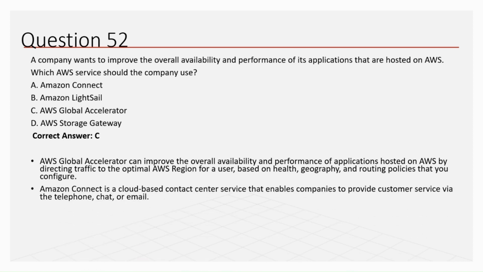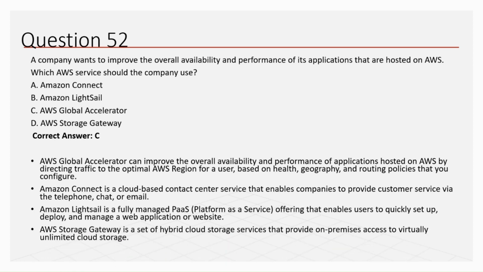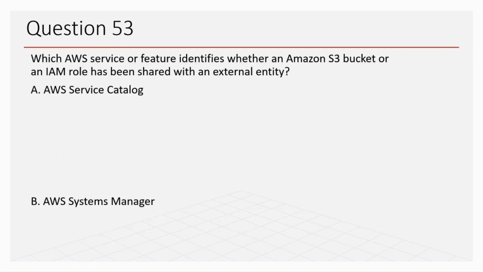Sorry, the correct option is C, AWS Global Accelerator. And these are some of the reasons which you can pause the video and read, on why the correct option is AWS Global Accelerator and why the other options are not the correct options for this particular question. Now let's move on to the next question, question number 53.